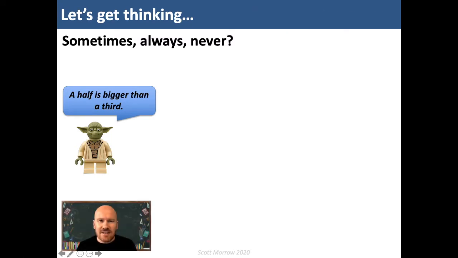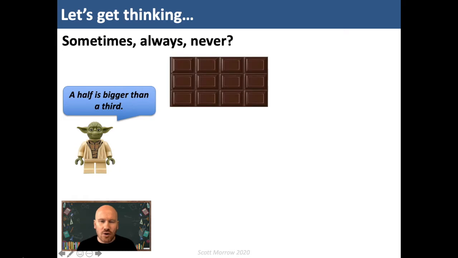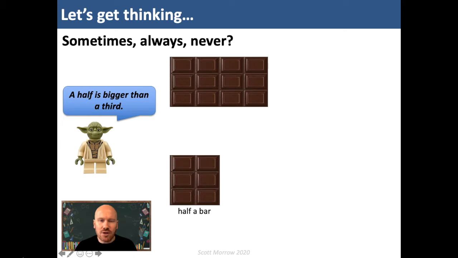Let's consider this statement together. Let's begin with a full bar of chocolate, and let's start by taking half of that bar. When we halve a bar of chocolate, we split it into 2 equal parts, and we're interested in one of those parts. Next, let's take a third of that bar of chocolate, and when we take a third of a bar of chocolate, we split it into 3 equal parts, and we're interested in one of those parts. So there's a third there. So in this case, you can see that half a bar is bigger than a third of a bar. So we can say that statement is true. A half is bigger than a third. But is it always true?